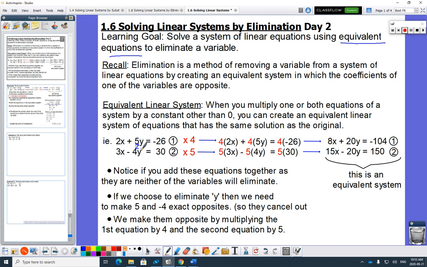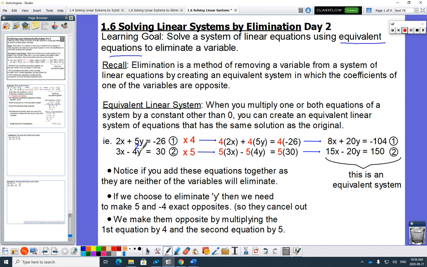But again, in math, what you do to one thing, you have to do to everything in the equation. So we have to multiply this entire equation by 4, and this entire equation by 5. Notice these are not the same, right? It's all about one equation and then the other equation, okay? So 2x times 4 is 8x. 5y times 4 is 20y. Negative 26 times 4 is negative 104. When you make equivalent equations, you might find your numbers are a lot bigger. So maybe do the multiplication in your calculator if you don't know what 4 times negative 26 is, okay?